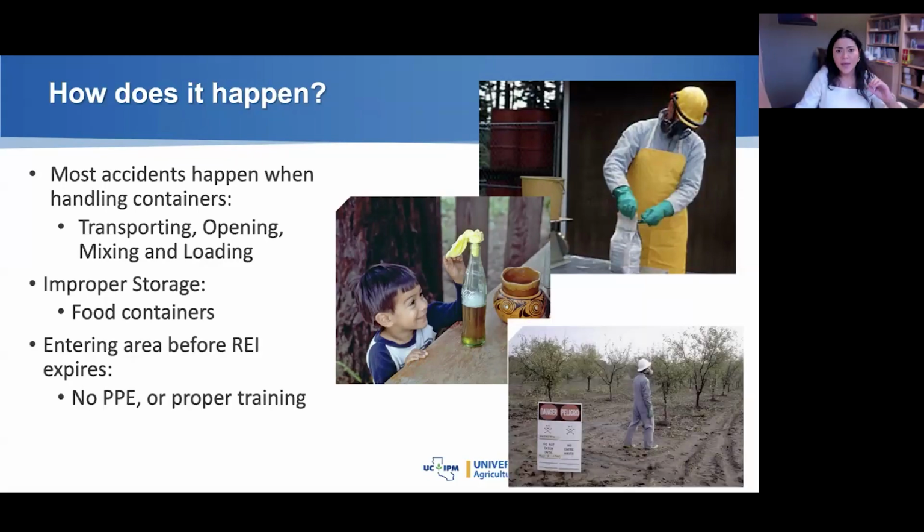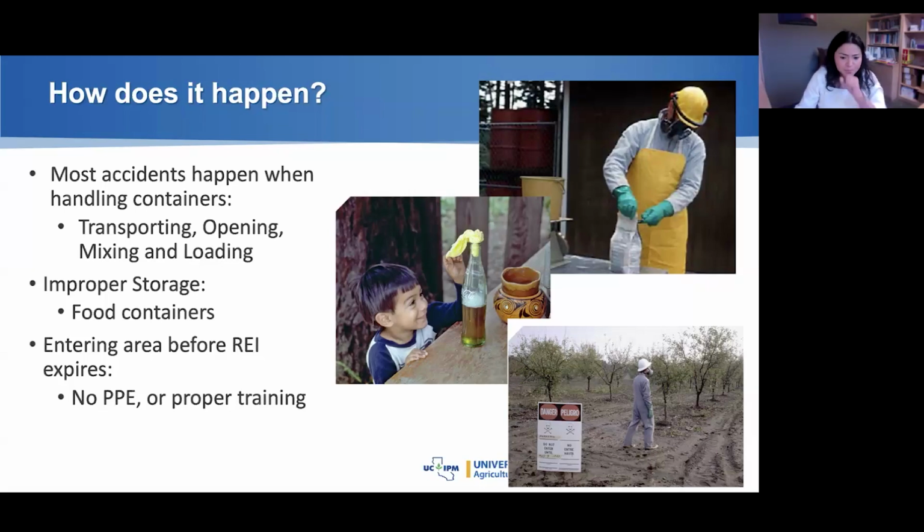And for handlers and people that work where pesticides are applied, generally agricultural settings, as well as some structural and landscape settings, for example, if they enter an area where a restricted entry interval is in place and they're not wearing the right PPE, they could be exposing themselves to residues or, in more fatal cases, acute toxicities, right? So being poisoned that way.